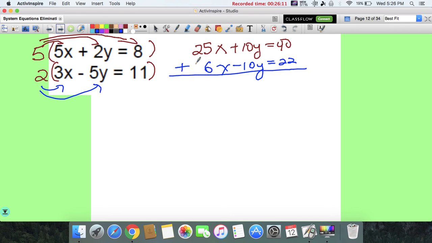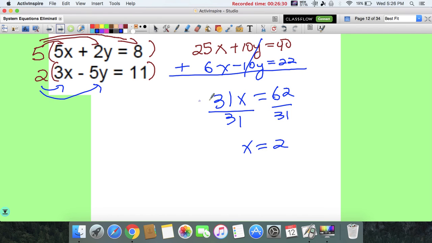So now, notice that if I add, the y's are going to get eliminated, which is what I want. 25x plus 6x is 31x. These two are adios. 40 plus 22 is 62. Divide both sides by 31. And I get that x equals 2, which is a beauty.